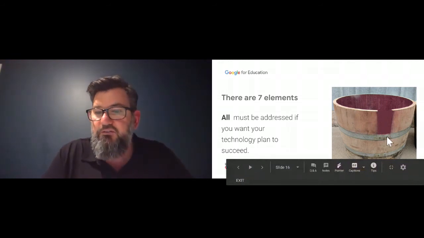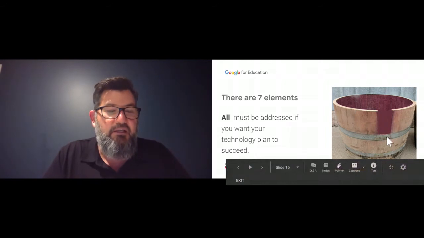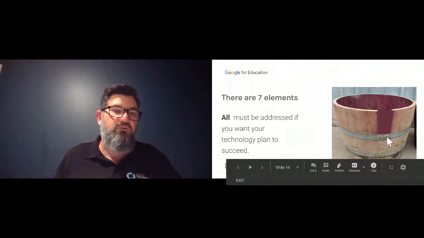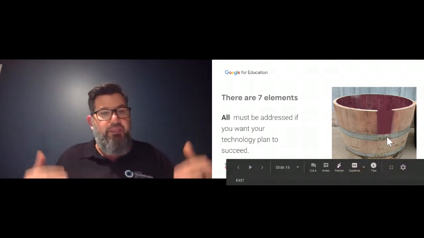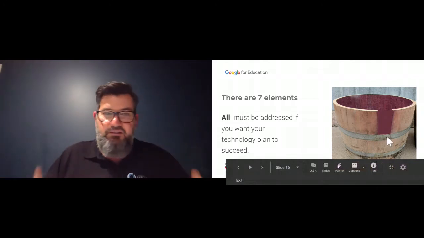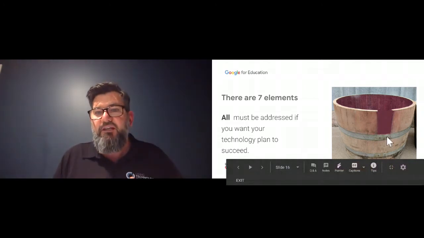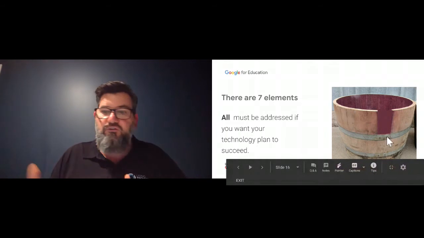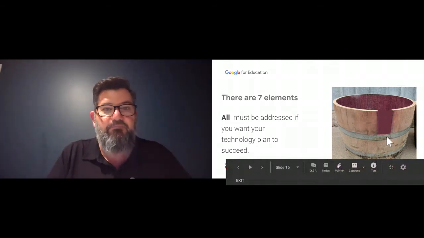So you really do need to look at all 7 elements, and you need to have a plan to be progressing all 7. That doesn't mean you're necessarily focused on all 7 at the same time, but it does mean that you are focused and you do have your attention on what's happening.